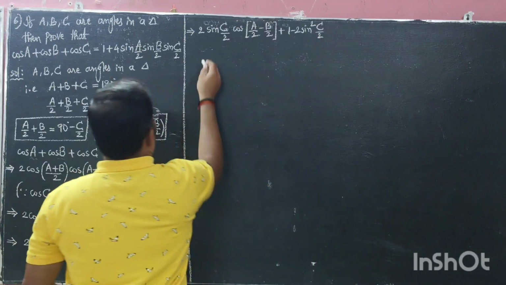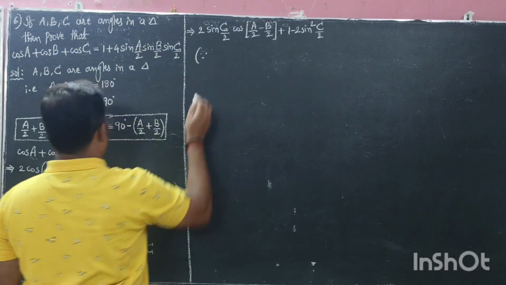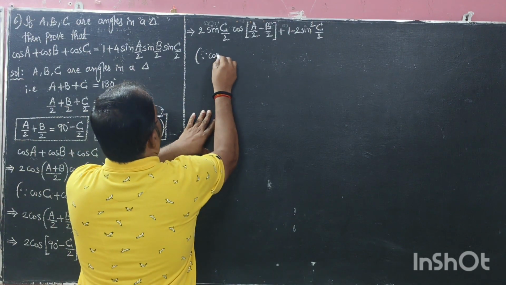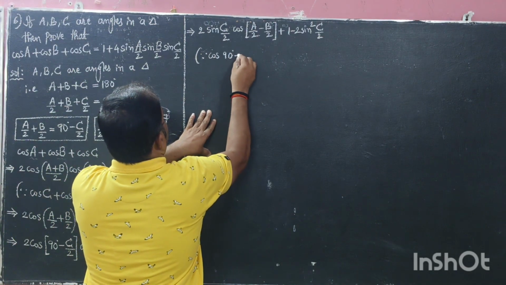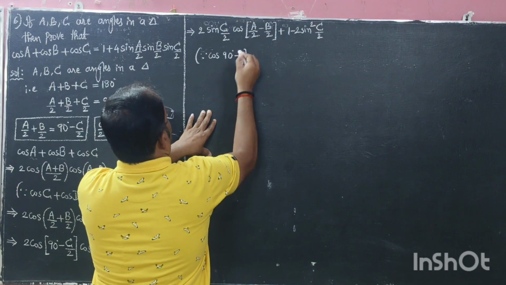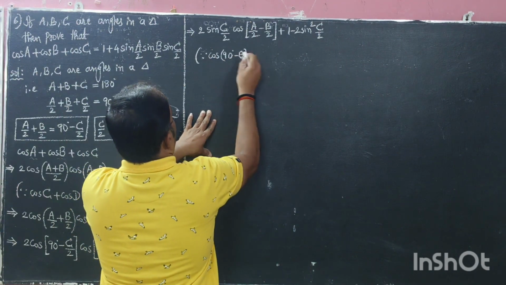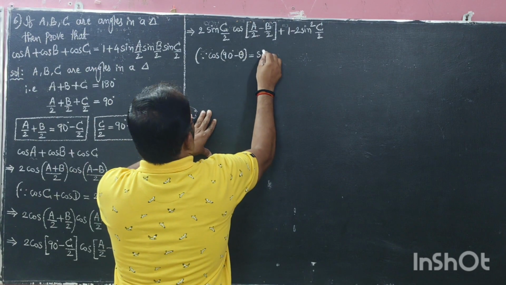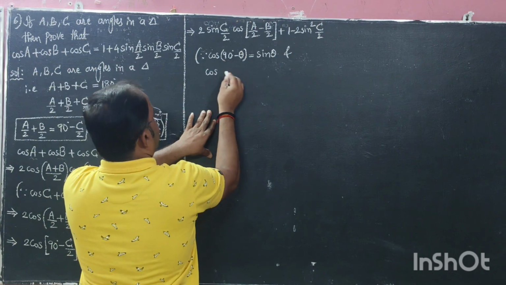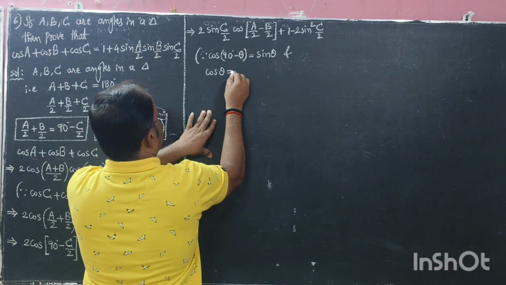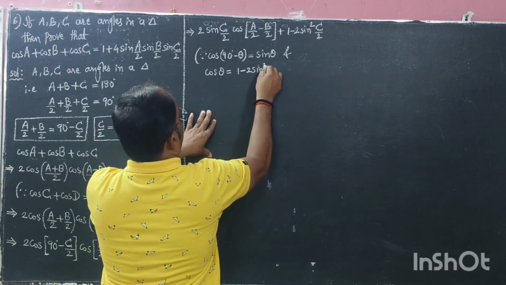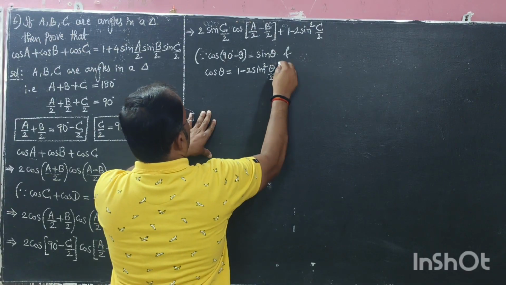Okay, here I am writing the formula. Which formulas do we use? Cos of 90 minus theta. The formula is cos of 90 minus theta equals sin theta. And the cos theta formula is 1 minus 2 sin square theta by 2. These are the two formulas.